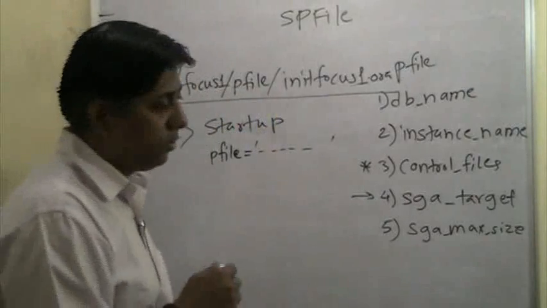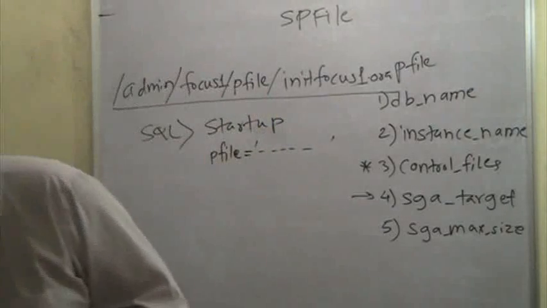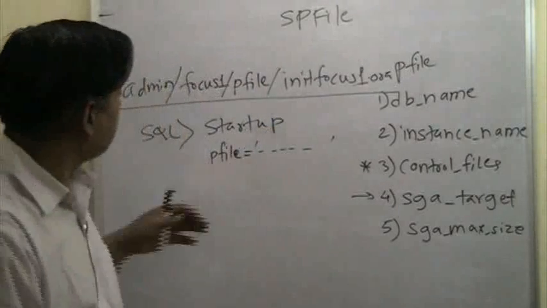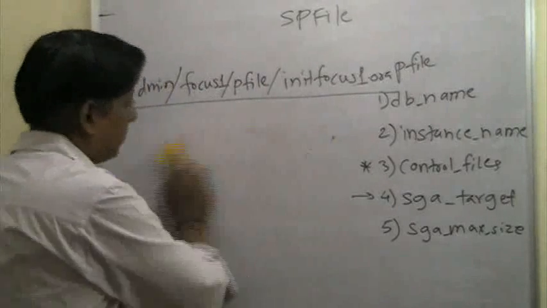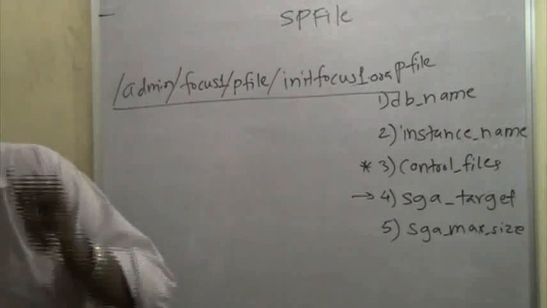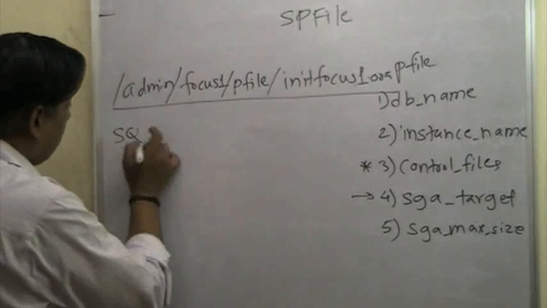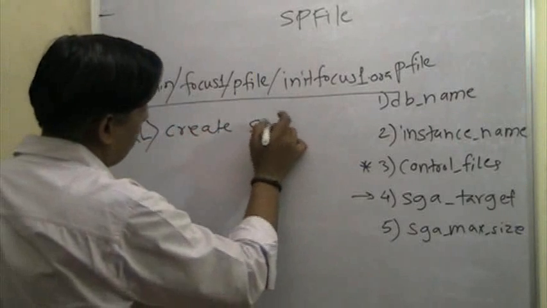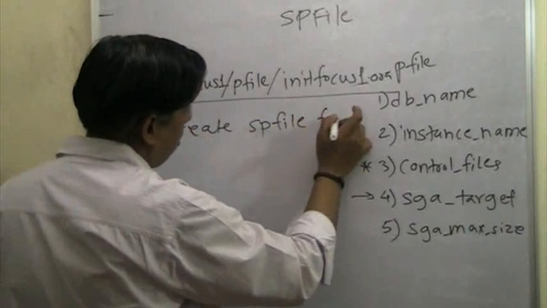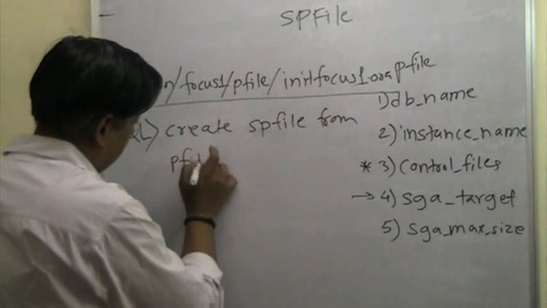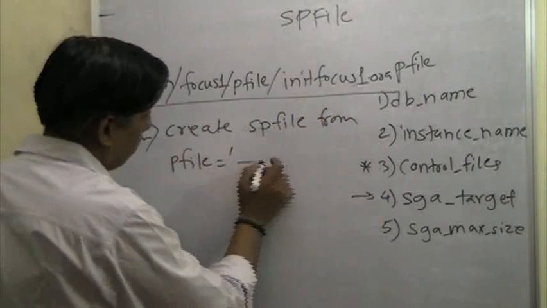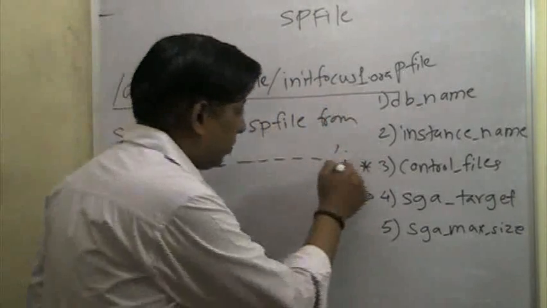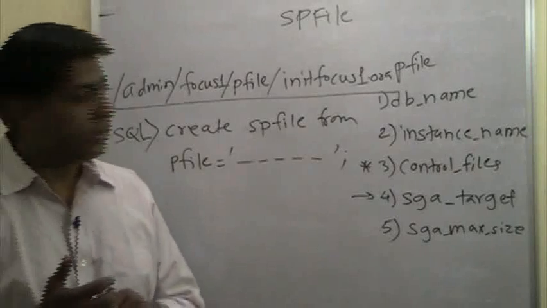So here is how the whole thing works now. Instead of using the P file or the init.ora file, we are going to use what is called an SP file. The process is like this. Obviously the first step is to create the P file. Then once the P file is created, you are going to say create SP file from P file, and P file is equal to, you can give the whole name of the P file, which is this file. Once you execute this command, what happens?